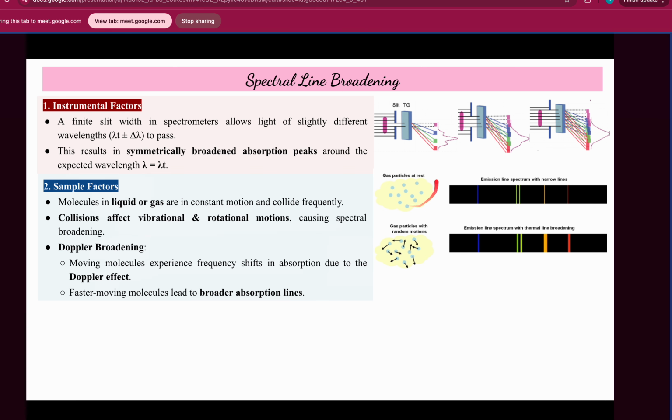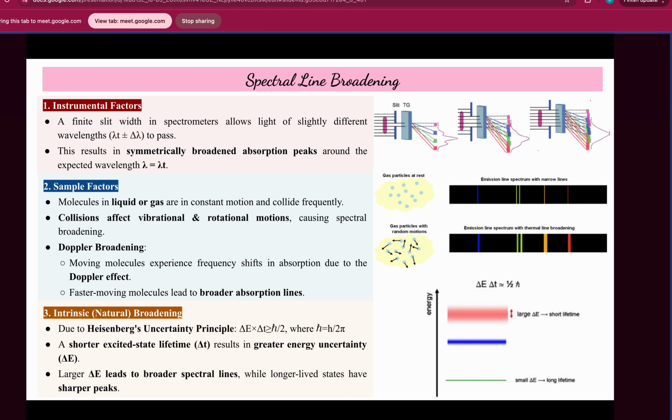In this case, when the gas particles are at rest, these are the emission lines. Wherever the light is emitted, those lines appear as bright lines. The lines are quite clear and sharp. Whereas if these gas particles are continuously moving, then there are certain vibrations which are undergoing, and now they will lead to broader lines. This is known as Doppler broadening, in which the moving molecules bring about a change in the frequency due to the absorptions.